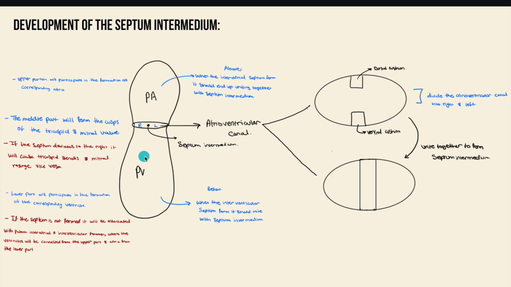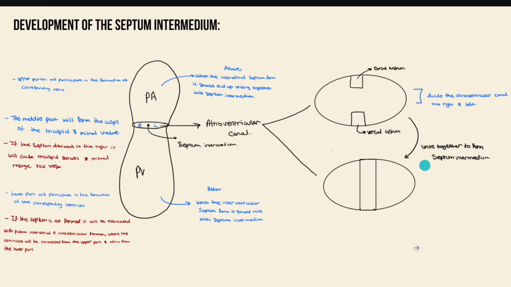Within the atrioventricular canal, an anterior and a posterior endocardial cushion is going to appear, or you can call them dorsal and ventral cushion. These two cushions are going to appear at opposite ends and they're going to keep on growing towards each other until they fuse and form a single structure called the septum intermedium. As you can see, the septum intermedium right here is going to divide the atrioventricular canal into right and left.